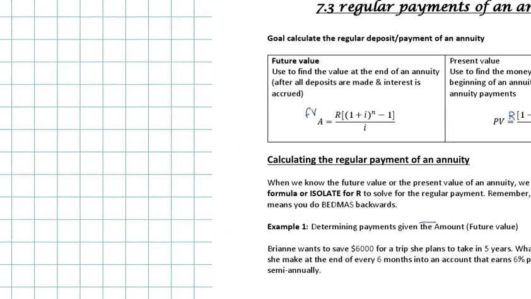so what do I do? If I have A equals R times the bracket 1 plus I to the power of n minus 1, divided by I, what do I do to isolate for the R? What's the first step? We have to isolate R, so we have to reverse the math.